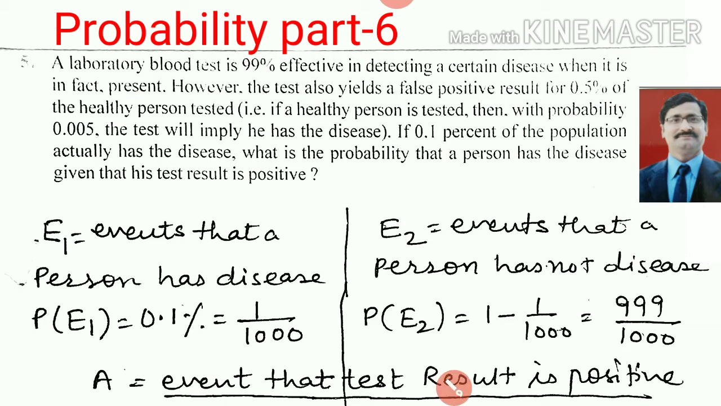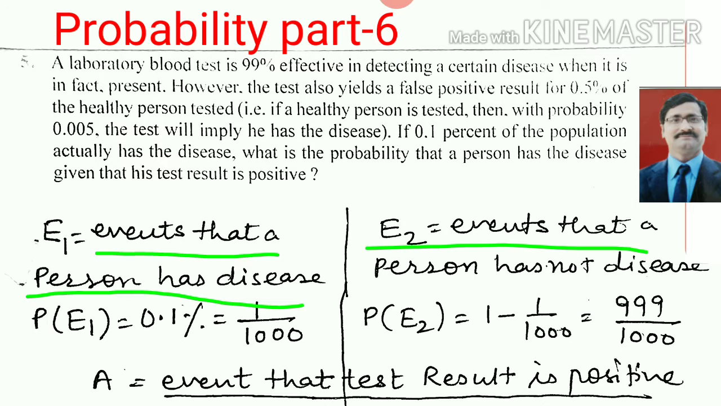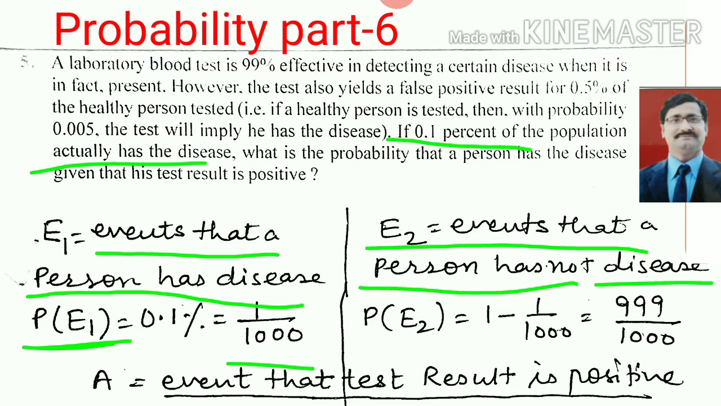So look here, in this case you will take E1 as the event that a person has the disease, and E2 that a person does not have the disease. 0.1% of the population actually has the disease, which means the probability that a person has the disease, P(E1), is equal to 0.1%. 0.1% means 1 upon 1000.